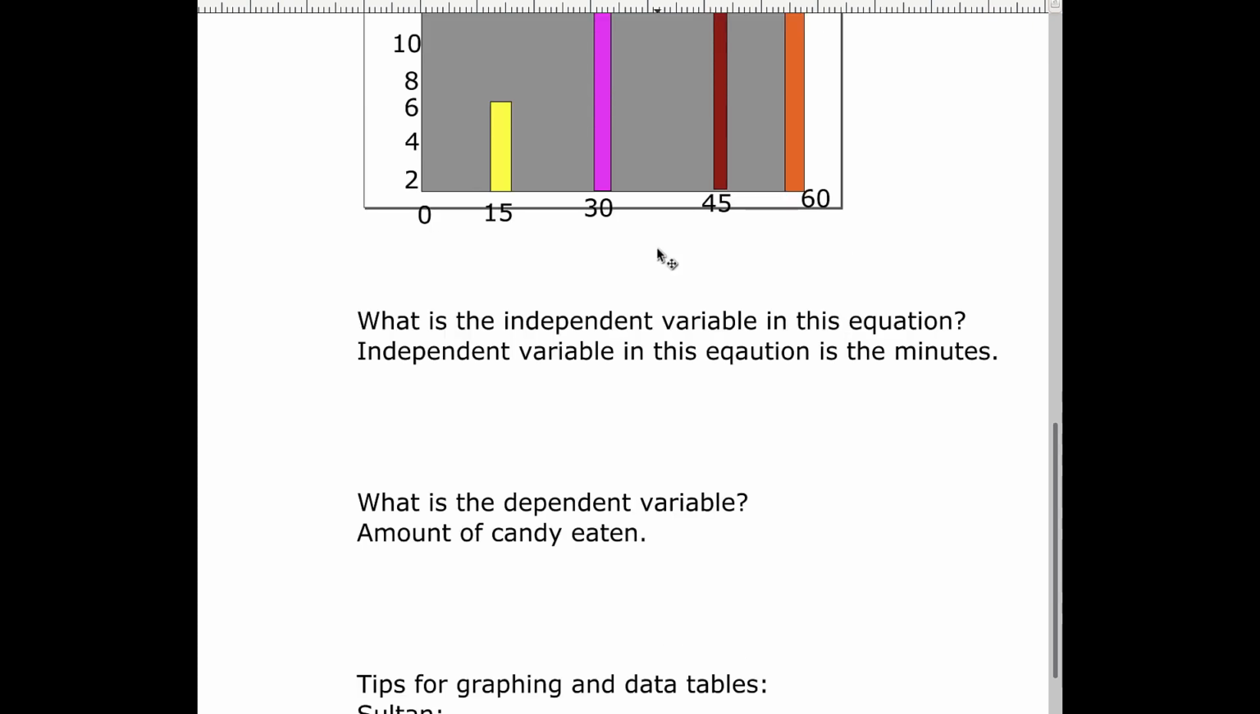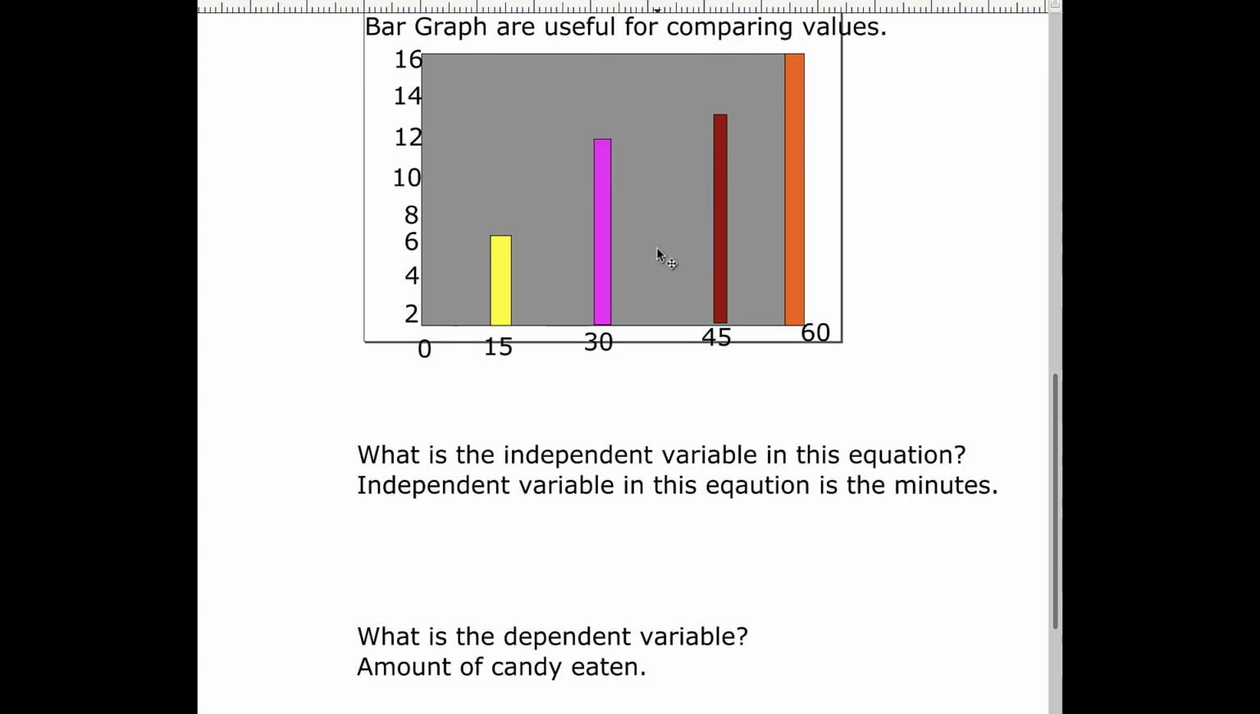But we're going to go down to the questions now. What is the independent variable in this equation? Well, the independent variable is what? It's getting changed by the researcher, which would be the minutes, because the minutes are getting changed. Just the candy's getting changed.